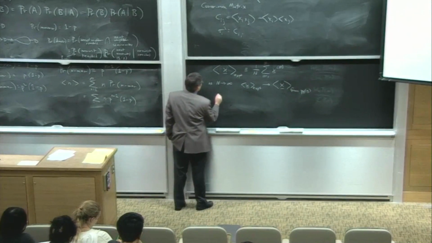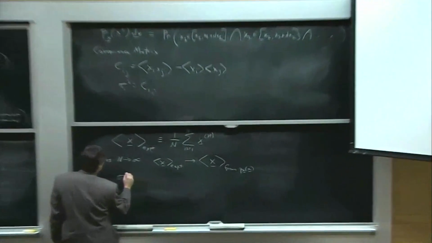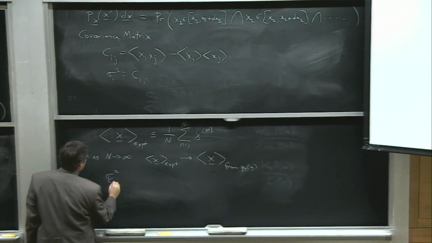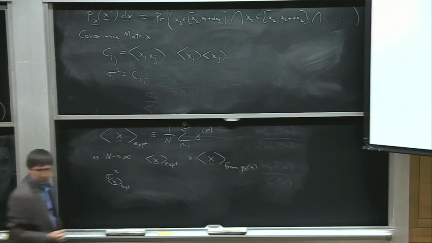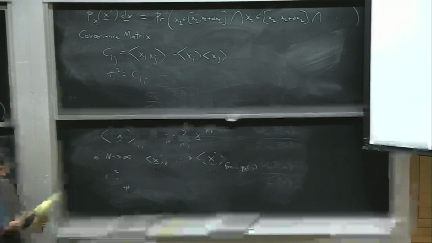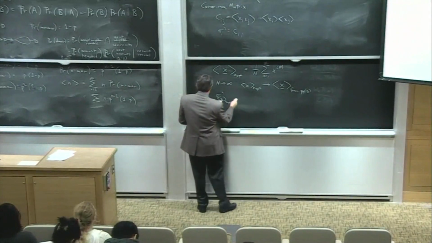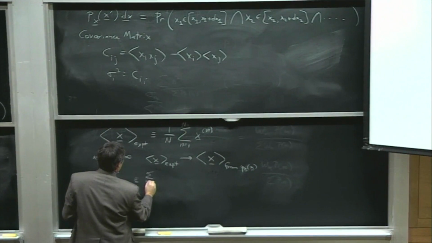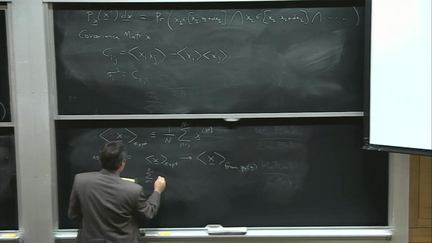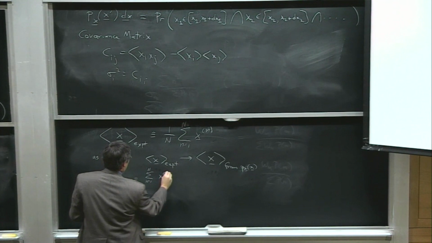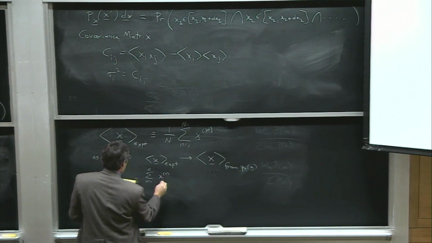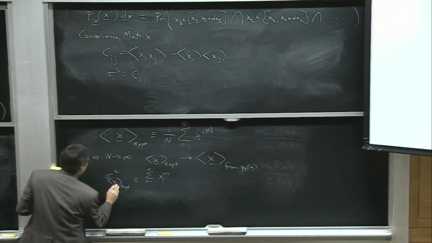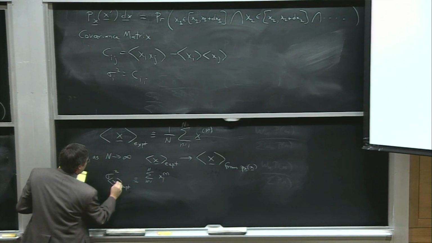So the key idea here is the sigma squared of the x measurement, experimental, which we define to be this. I should do this one at a time. Xi.